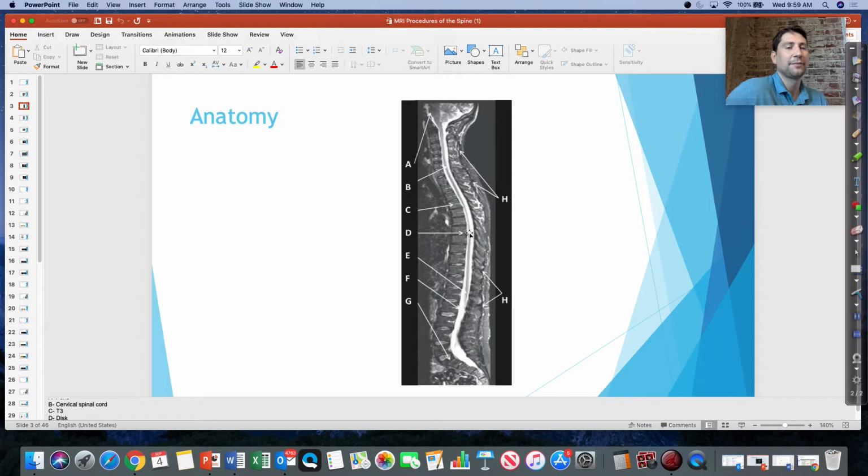So what's that called? What's that pathology called? Bulging disc or herniated nucleus pulposus. Annulus fibrosus is the outer, I guess, harder layer, and then the spongier inner layer of the disc is the nucleus pulposus. Okay.